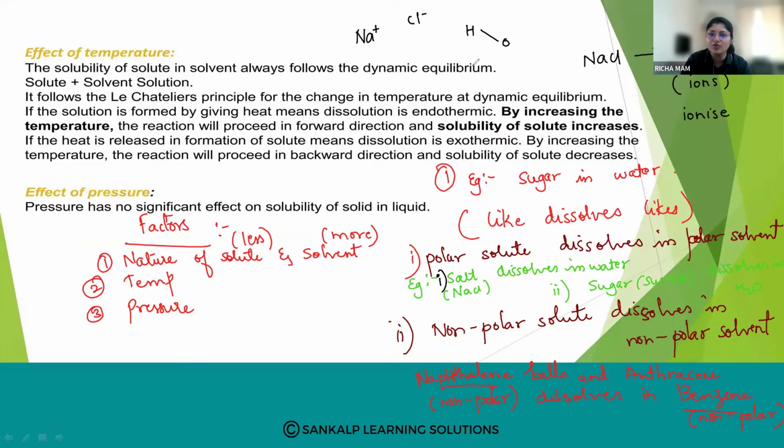So I'll write the structure of water. This also has charges. So what will happen here? There will be association, and like this, bonds are formed between the Cl and this. So the intermolecular interactions are similar in these cases.